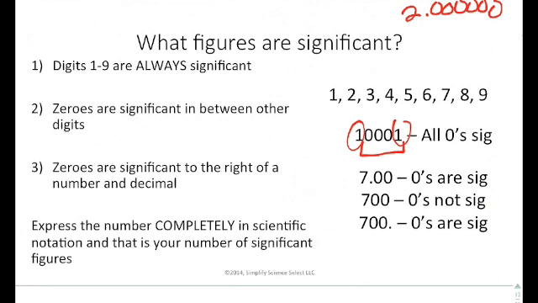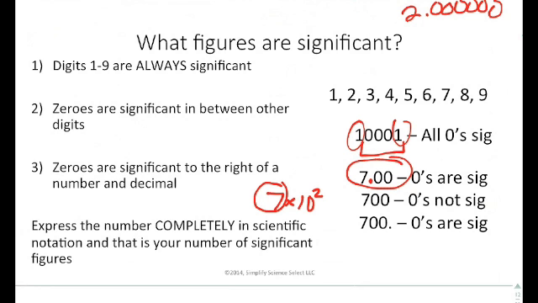If you have a 0 that is to the right of a decimal place and after a number, like 7.00, these zeros are significant. If it is to the right of a number but does not have a decimal, then they are what are called placeholder digits. In other words, I could report this number as 7 times 10 to the second, and it has the same degree of accuracy. Okay, so because of that, that only has one significant figure.